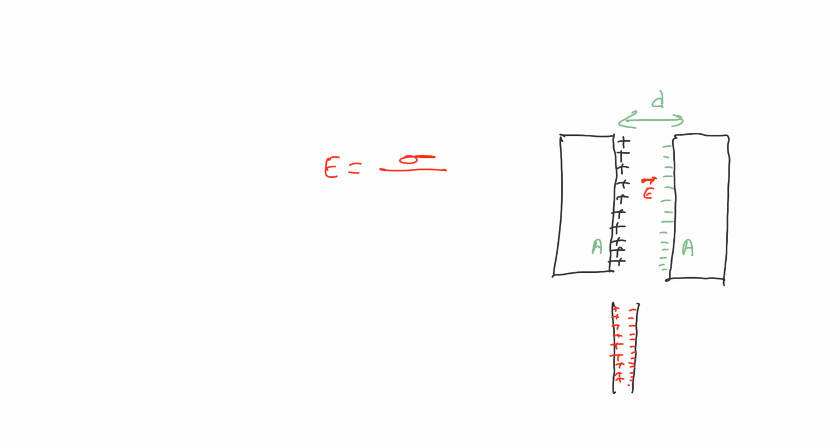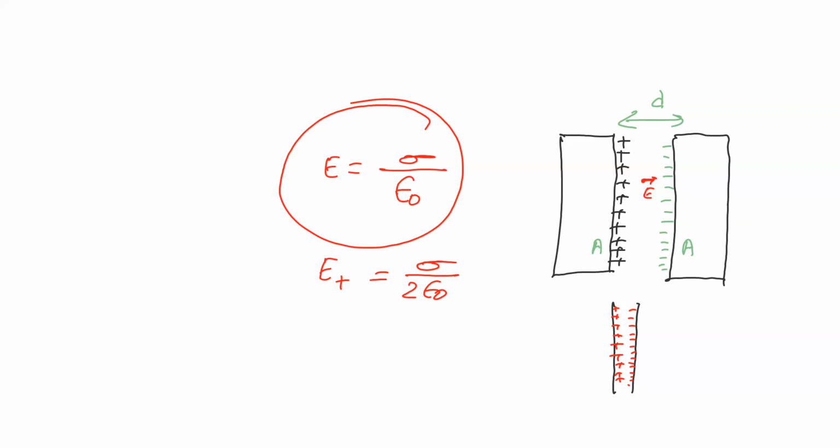So what will be the value of E? Net field we want to calculate. Sigma by 2 epsilon naught or sigma by epsilon naught? Yes, sigma by epsilon naught. Due to the positive plate, it will be sigma by 2 epsilon naught. Due to the negative plate, it will be sigma by 2 epsilon naught. So when we add them, this is the total field.